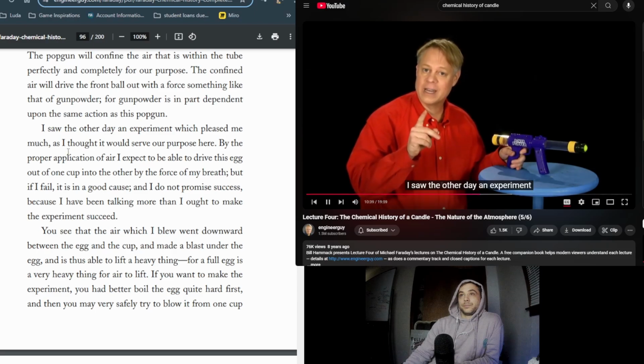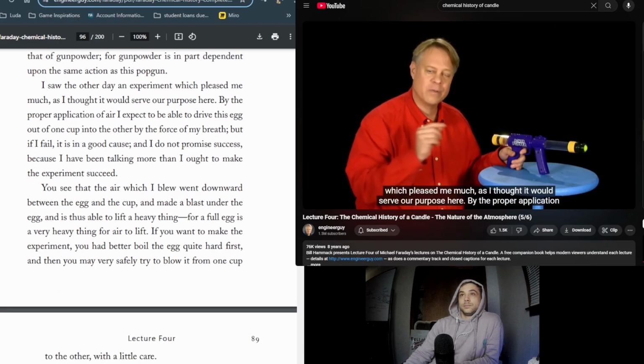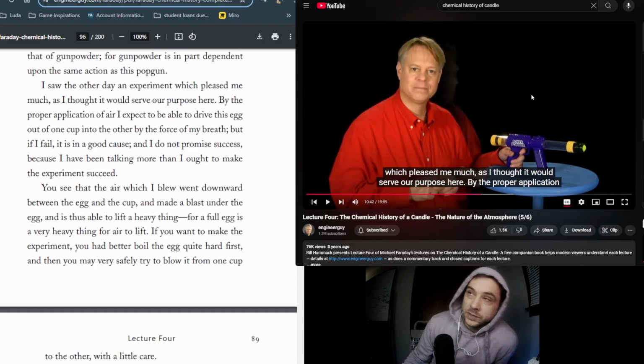I saw the other day an experiment which pleased me much, as I thought it would serve our purpose here. Yeah, but it is volume dependent for this pop gun, you know.